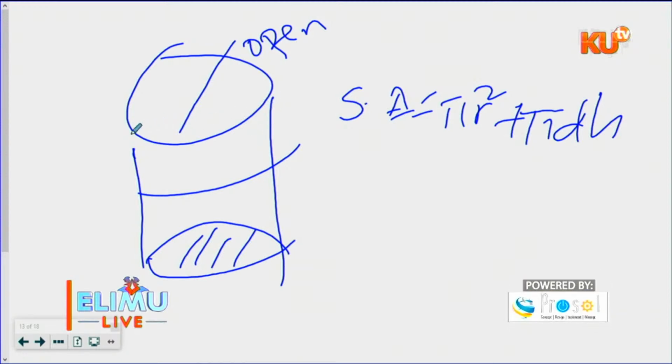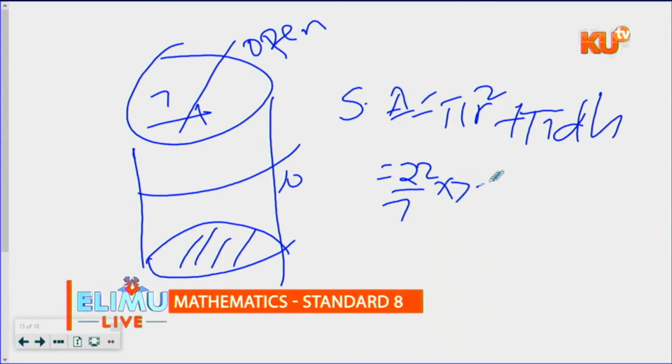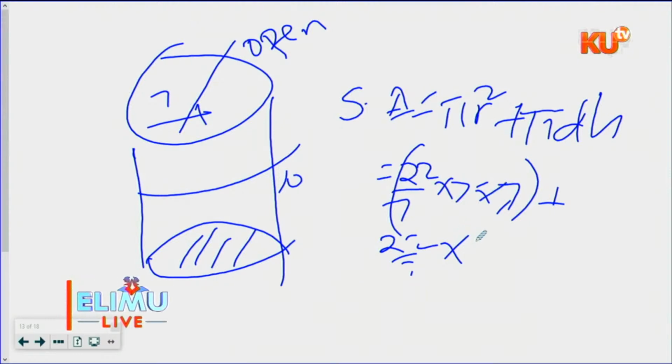For example, let's say you've been given the radius as 7, and the height is 10. So this equals 22 over 7 times radius 7 times 7, which is for the bottom, plus pi d h, for the curved part: 22 over 7 times diameter. If the radius is 7, the diameter is 14, times 14, times height 10.